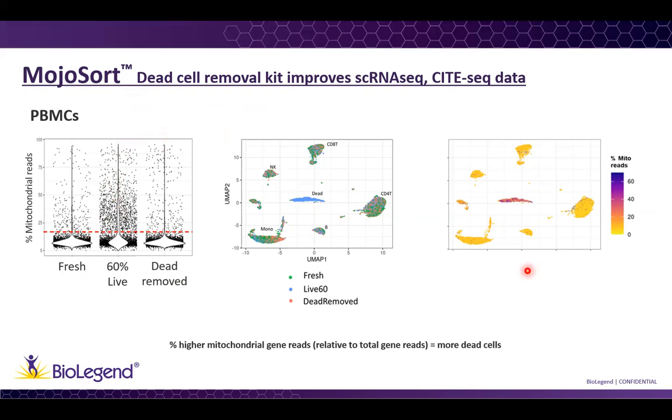Also, noting this UMAP plot, we can see that first, common PBMC populations can be detected in all samples. But in the dead cell population, we mostly find cells from the 60% live group. As you can see, it's all blue. While there is an absence of dead population in the fresh and in the dead removed samples. So there is almost no green or orange in this dead cell population. Here is just another way to visualize that the dead cell population has a greater percentage of mitochondrial reads.